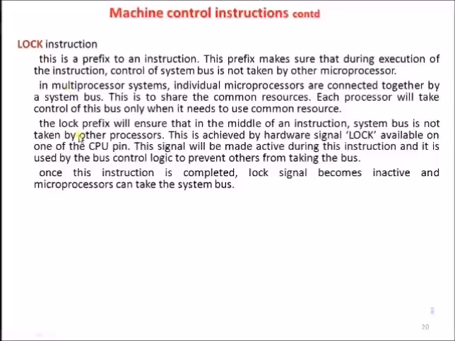Then we have the last instruction under the machine control instructions, that is lock. It is mainly used in multi-processor communication. If one processor is using the system bus and wants to prevent the other processor from using the system bus at the same time, then it uses this lock instruction. It would lock the system bus to the specific master until the transaction completes.